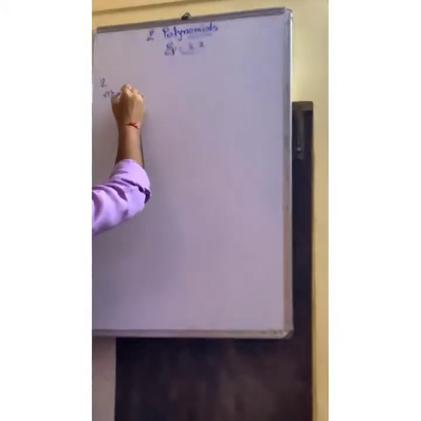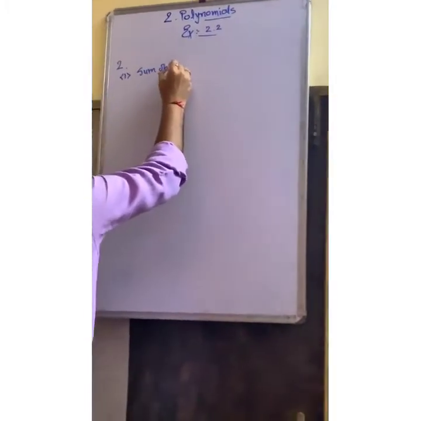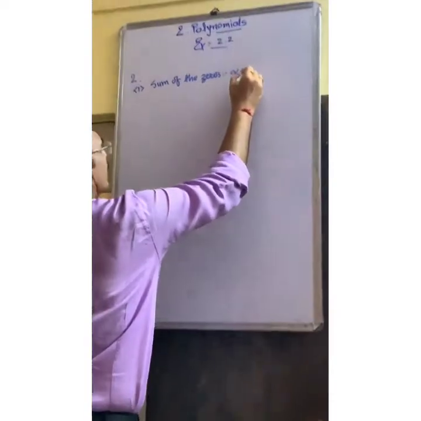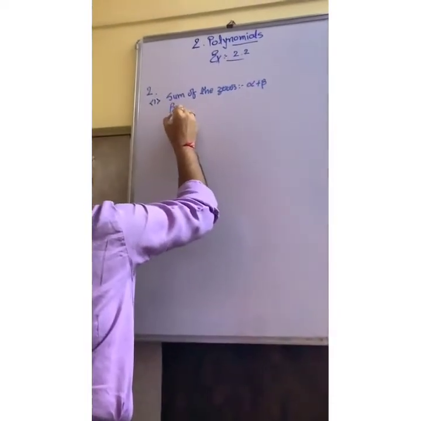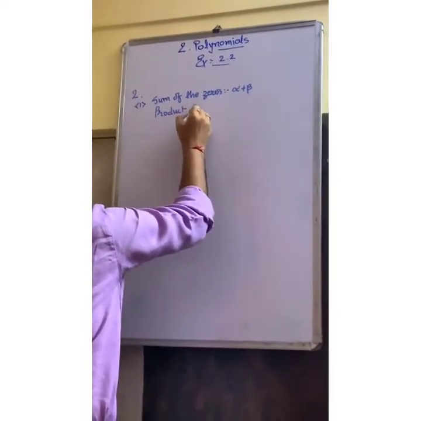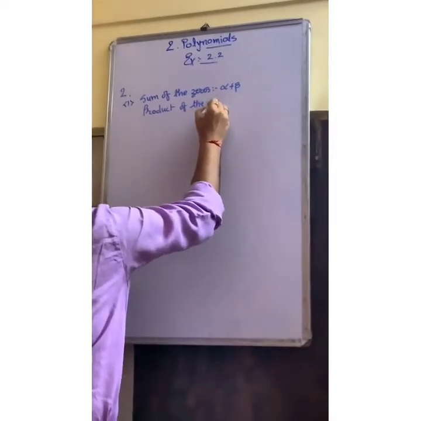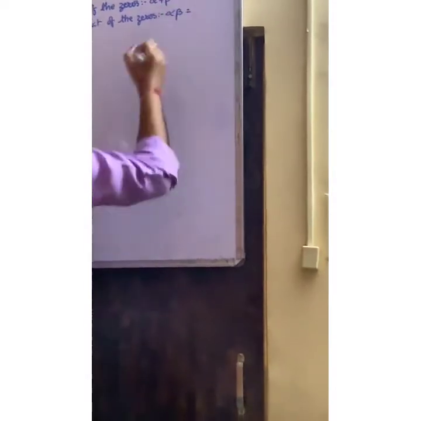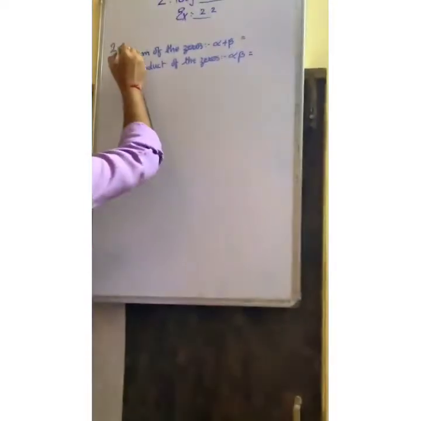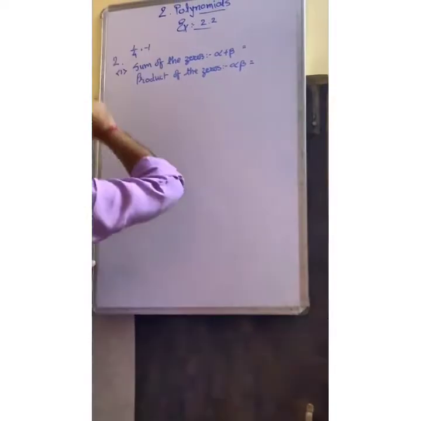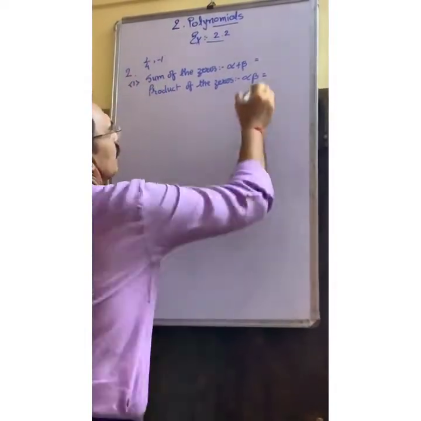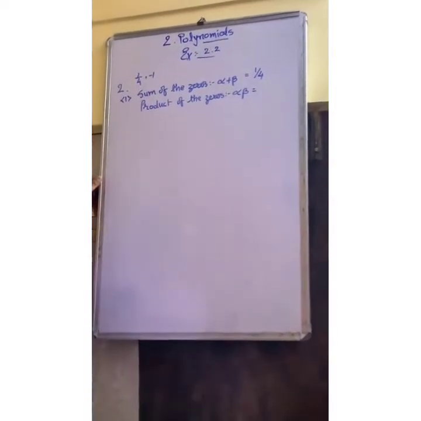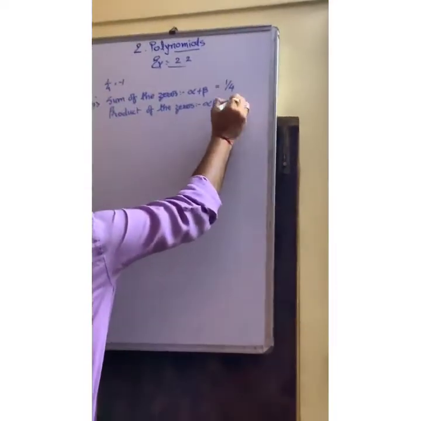First question. Sum of the zeros means alpha plus beta, and the second is product of the zeros, that is equal to alpha into beta. According to question is given like this: 1 by 4 comma minus 1. The first is given sum of the zeros, means alpha plus beta is 1 upon 4. Second is given product of the zeros, that is minus 1.